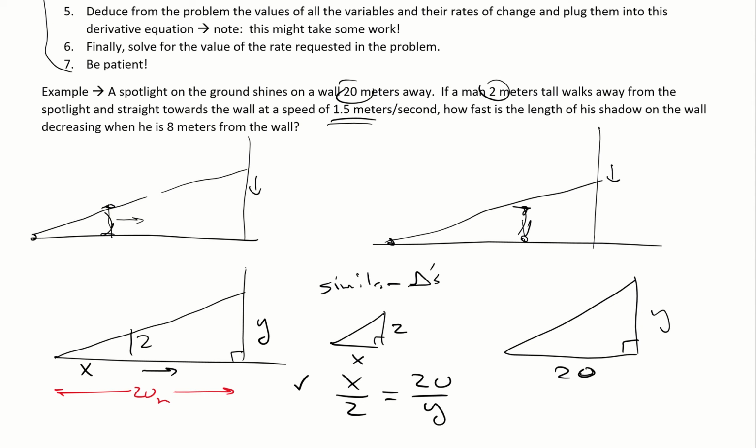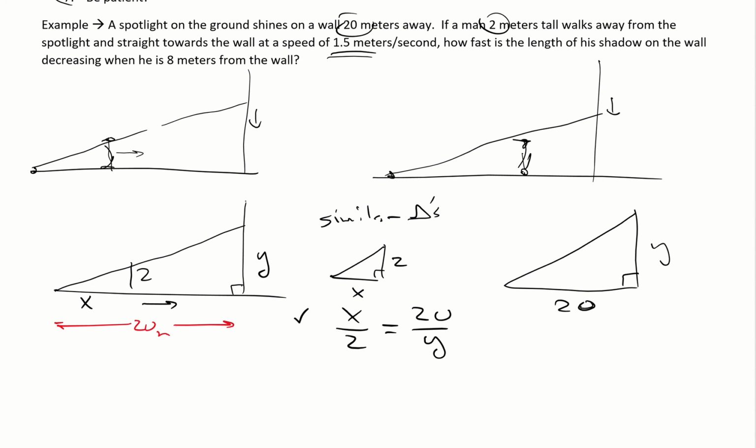We have them related to each other. As the man walks towards the wall, X is changing, but then so is Y changing at the same time, at perhaps a different rate. And as he's getting closer to the wall, at first perhaps the shadow drops dramatically, but then it slows down. In fact, it would head towards 2 because that's how tall he is when he reaches the wall.